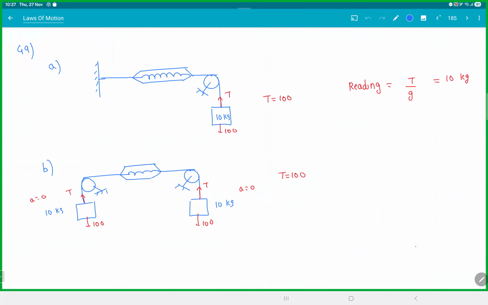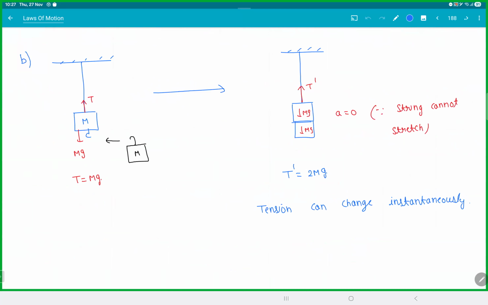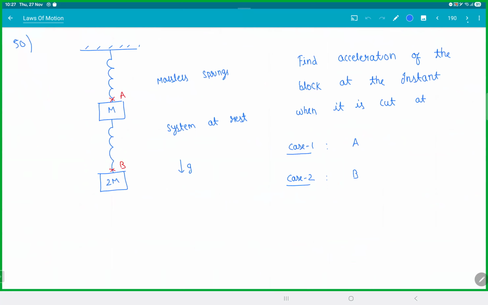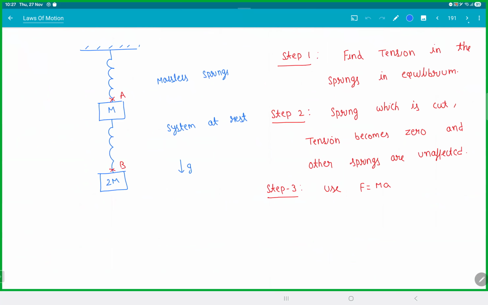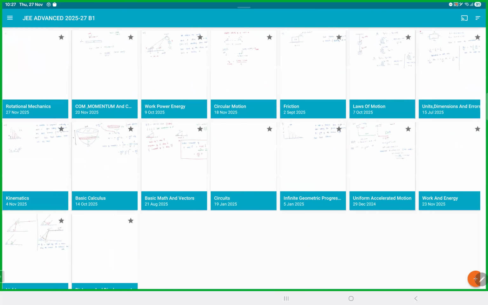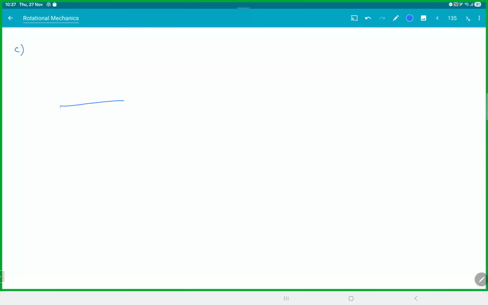If you take a string and put a block, the tension will suddenly change. But if you take a block and put it on a spring, the spring doesn't care. Spring will say my initial elongation was X, so I will continue to exert the same force. Based on this, we did a lot of questions. Do you remember cutting off springs? Just after cutting, the tension in the spring still remains the same. So same story here.